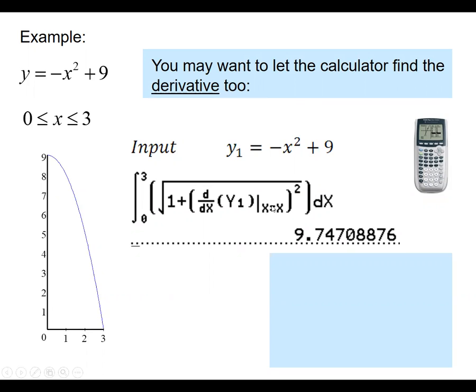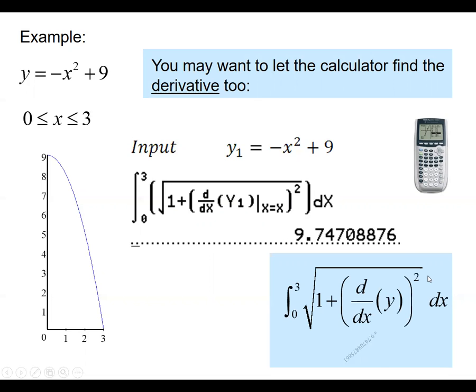Typically they want to have x equals a specific value to evaluate the derivative at a point. Well, I'm saying to take the derivative at every x value, and then just be careful, you need a set of parentheses to square that derivative value. And hitting enter, and then you get 9.747 again.